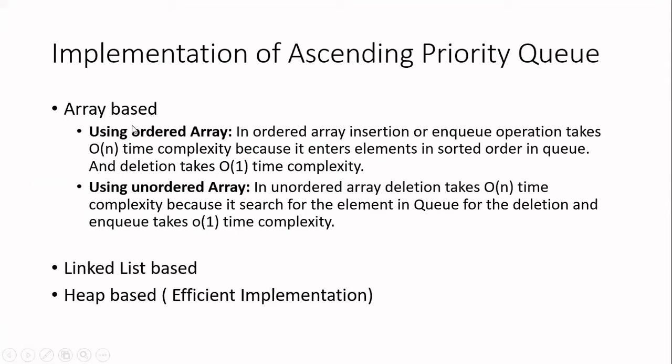And in array-based implementation, we have again two subtypes. You can implement by means of a sorted array, that is known as an ordered array, or otherwise you can implement by means of an unordered array, that is an unsorted array. Now let us see what is the difference between these two. Then we will see one diagram to understand them.